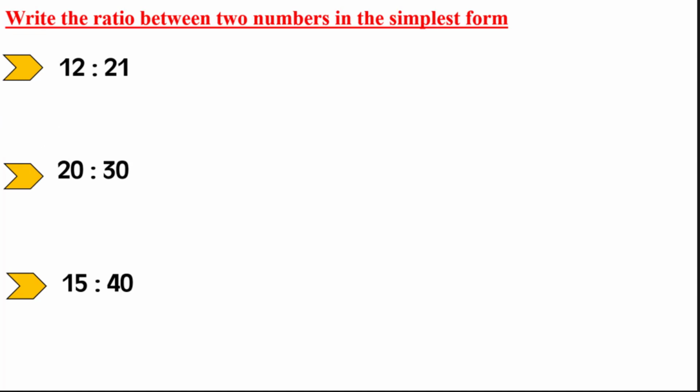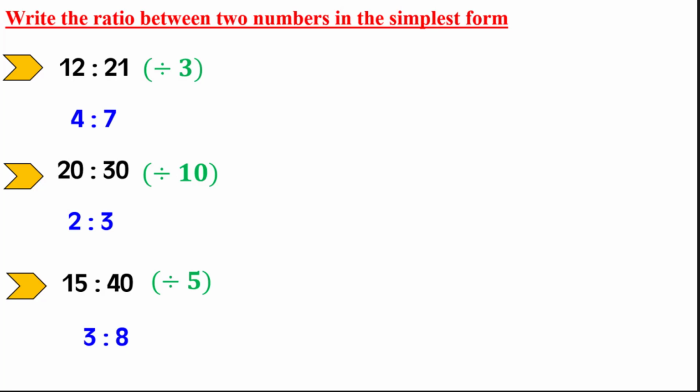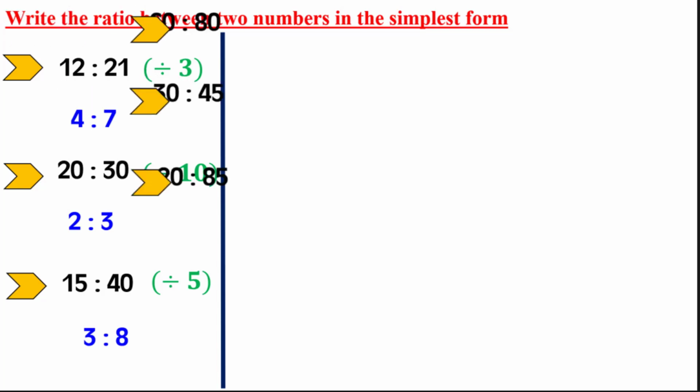12 to 21. The two numbers are divisible by 3. 12 divided by 3, it will be 4, and 21 divided by 3, it will be 7. 20 and 30. The last digit here is 0, so the two numbers are divisible by 10. It will be 2 to 3. 15 and 40, the last digit is 0 or 5, so the two numbers are divisible by 5. 15 divided by 5, it will be 3, and 40 divided by 5, it will be 8. This is the simplest form of the ratio.